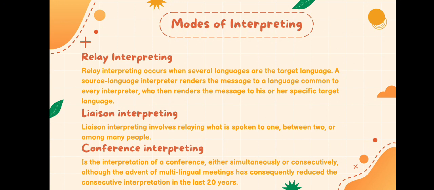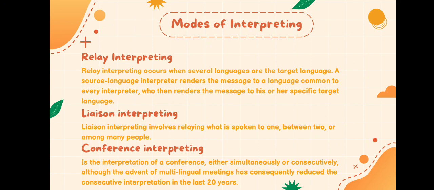Okay, for example, a Japanese source message is first rendered to English, to a group of interpreters. Then it is rendered to Arabic, French, Russian, Korean, or the other target languages.